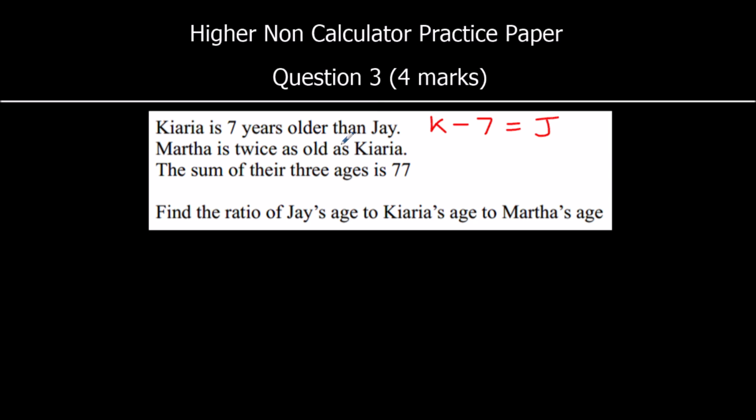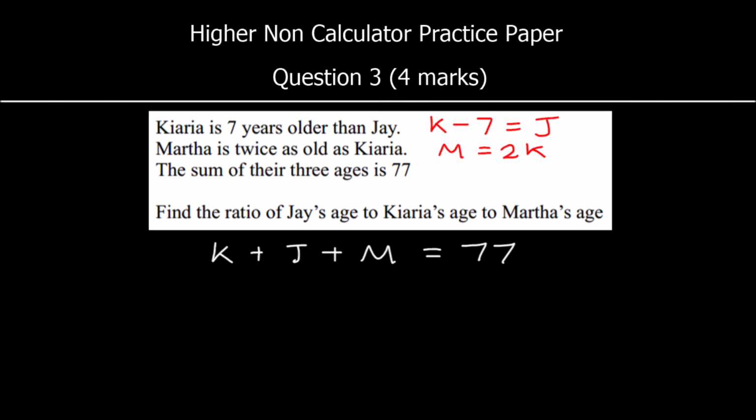Martha is twice as old as K. M is 2 Ks. M is equal to 2 Ks. The sum of their ages is 77. So K and J and M added up make 77.